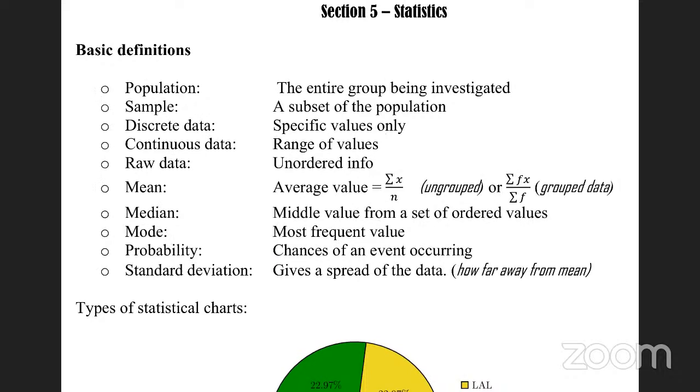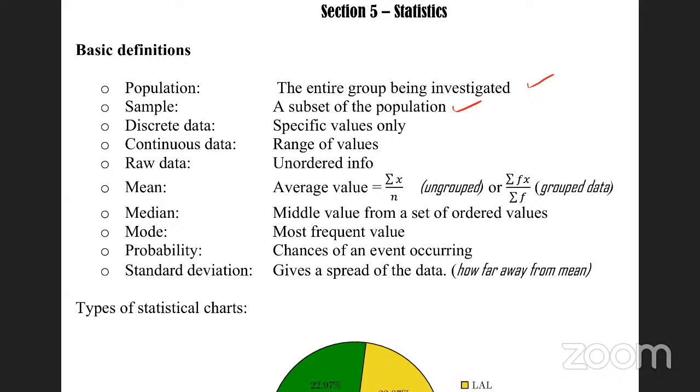So population, we have to know this definition. Population is the entire group being investigated; a sample is a subset of the population. So if the population is all the students in this class, a sample might be all the students with classes. Discrete data takes whole numbers only. So for example, if I pass around and ask age, one might tell me 92, one might tell me 24, 75, but it will be whole numbers only.